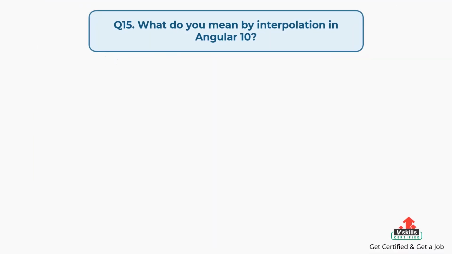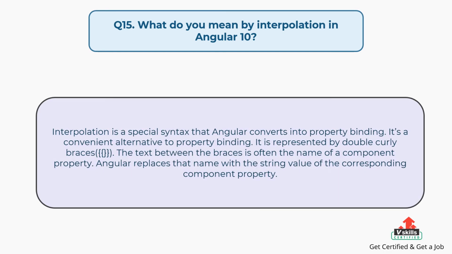Question number 15, what do you mean by interpolation in Angular 10? The answer is: interpolation is a special syntax that Angular converts into property binding. It's a convenient alternative to property binding. It is represented by double curly braces. The text between the braces is often the name of a component property. Angular replaces that name with the string value of the corresponding component property.